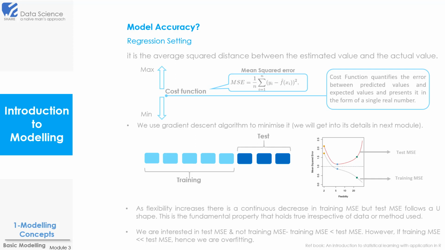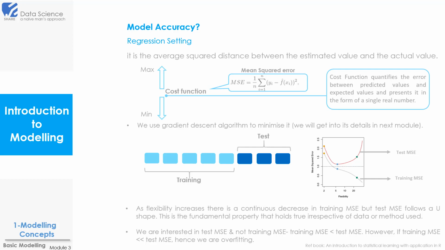Also, we are interested in test MSE and not training MSE because training data is used for building the model. So the performance of the model will always be better on training data. As a rule, training MSE will always be less than test MSE. However, if training MSE is very much less than test MSE, then something is fishy and it means we are overfitting, and hence we need to relook into our model. So this was the case of model accuracy in the regression setting.